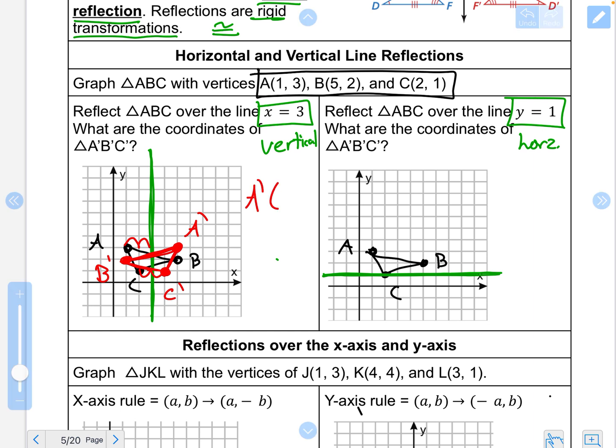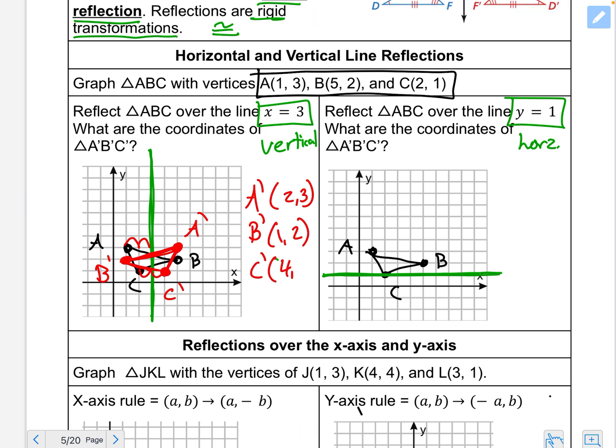A prime is going to be 2, 3. B prime is going to be 1, 2. And then C prime is 4, 1.